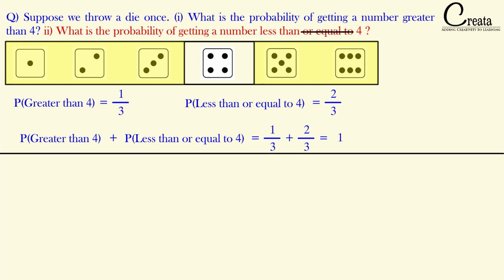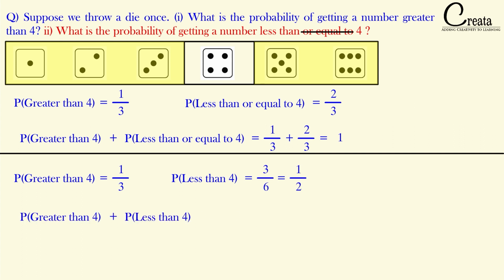In the first case, it is 1 by 3. In the second case, the new one, it will be 3 by 6, that is 1 by 2. So if we add 1 by 2 plus 1 by 3, that is the probability of both events, we get 5 by 6. Here this 5 by 6 is not 1. Why? Because we have missed the number 4. The addition of 1 will come when we have added the probability of all the possible outcomes. Here number 4 is missing, so we will not get the addition as 1.